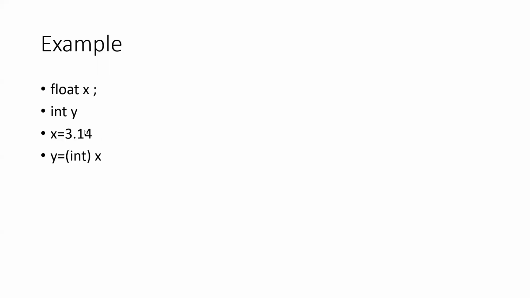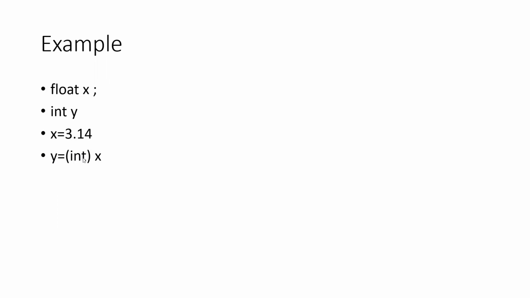X is stored with the value 3.14. So when I write y equal to, within the bracket, I write int, then x. This means that the value of x is explicitly converted to integer. That means y will store only the integer part, that is 3 will be stored in the variable y.